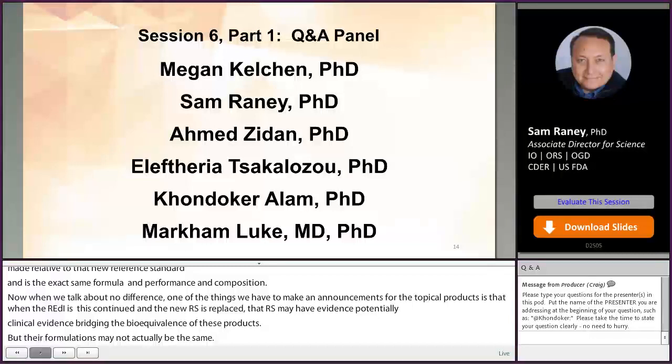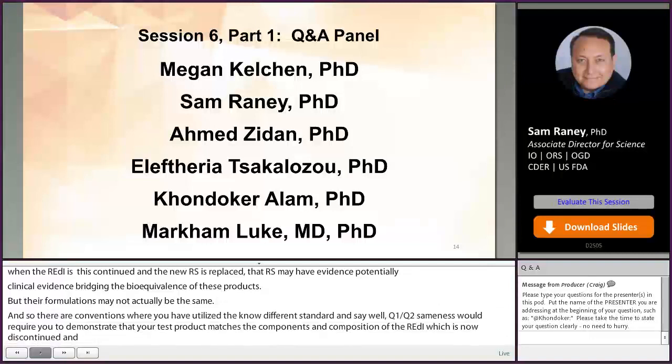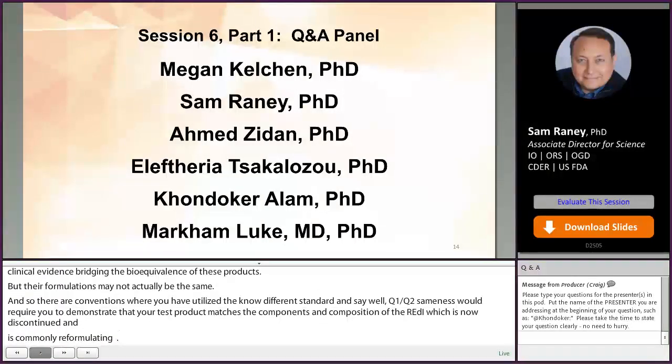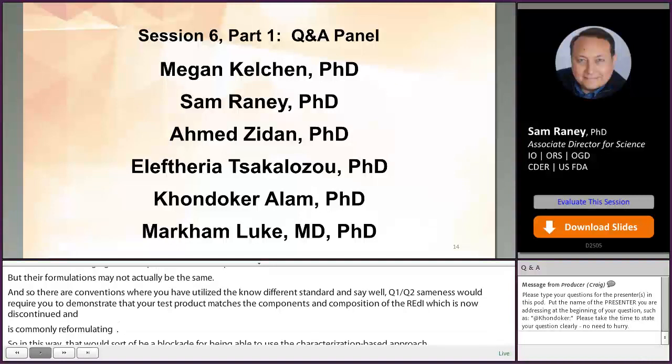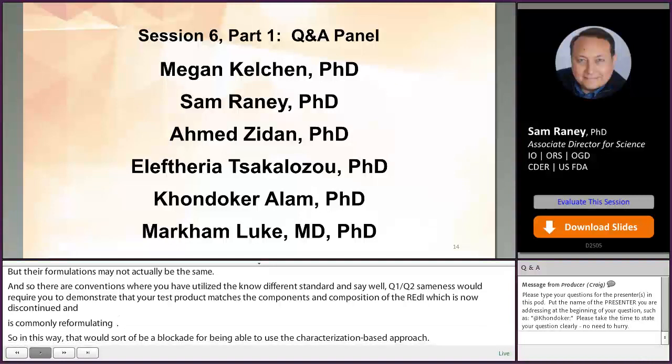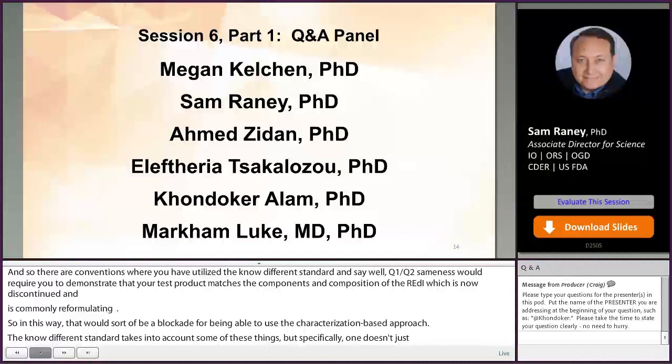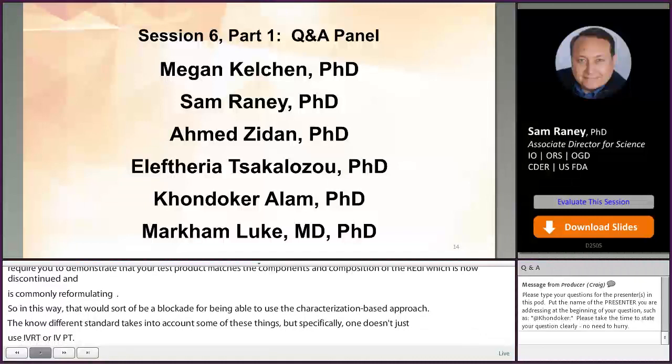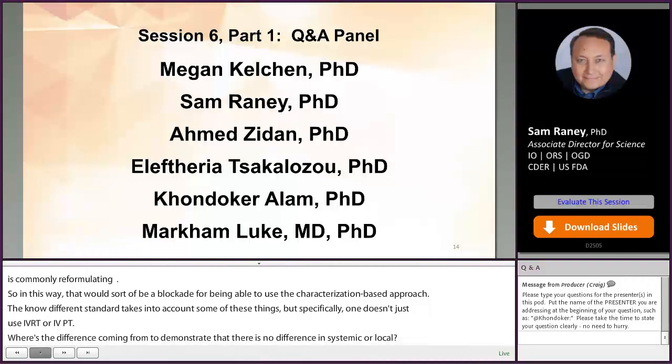The no difference standard takes into account some of these things, but specifically, one doesn't just use IVRT or IVPT. One tries to then understand where's the evidence coming from to demonstrate that there is no difference in systemic or local. And so there are instances where, for example, the PSG for a product may recommend characterization of components, composition, Q3 attributes, IVRT, IVPT, and a systemic PK study.